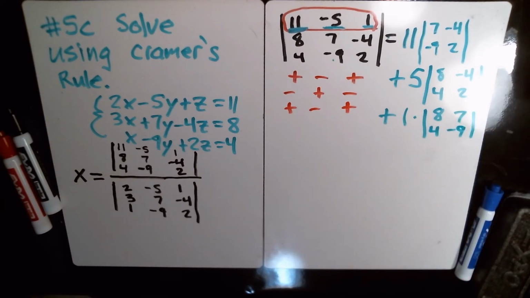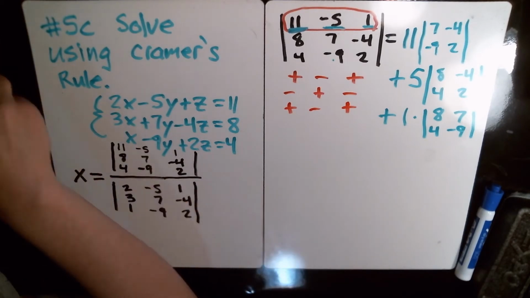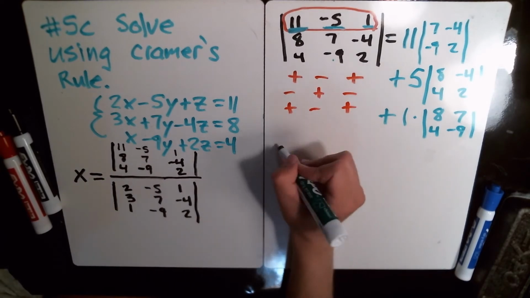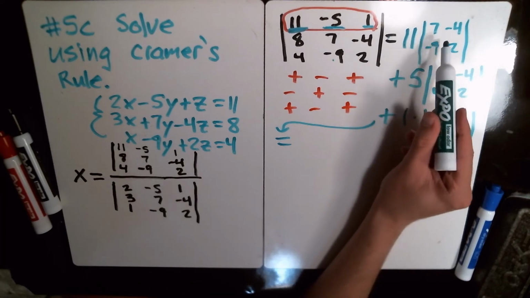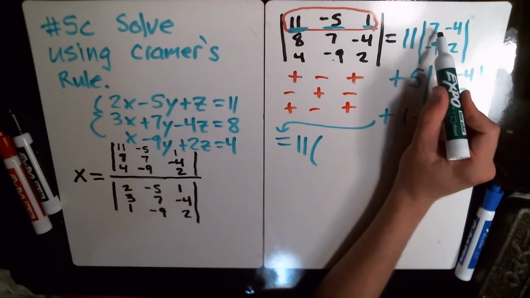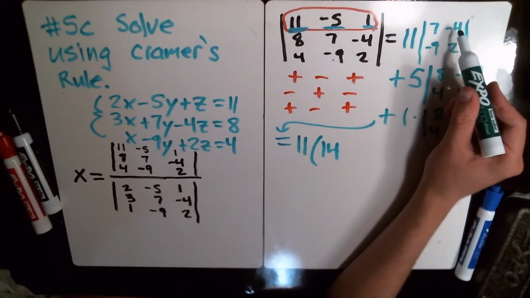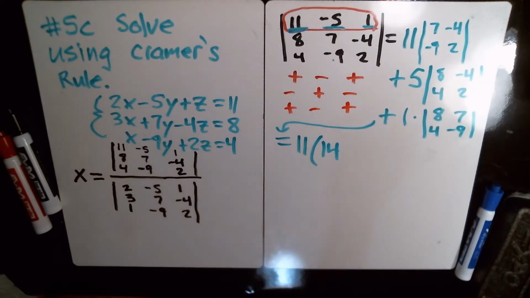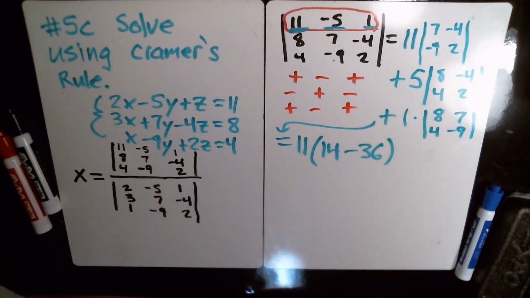So that's our determinant. Now we're dealing with 2 by 2 determinants, which we can do. They're a lot easier than the 3 by 3 ones. So I'm going to go over here now. We're going to get 11 times, well, we multiply these two, so 14, and then these two times each other, so negative 9 times negative 4 is 36, and we subtract.